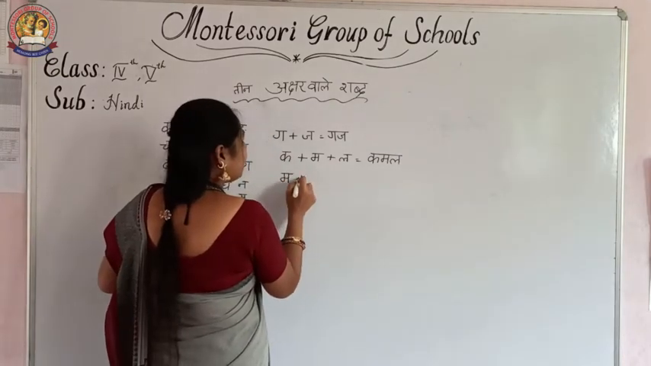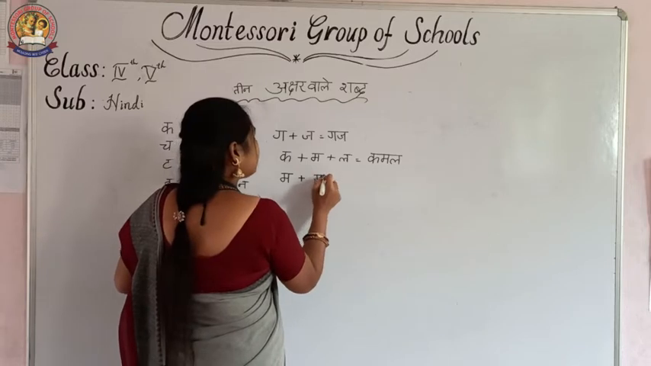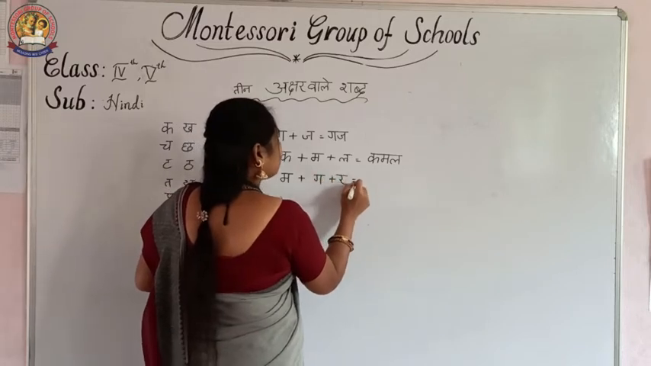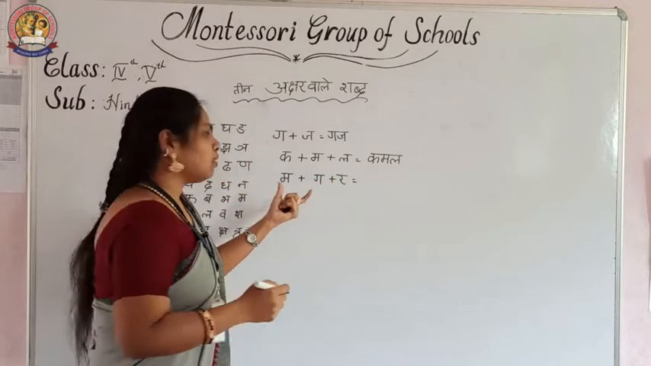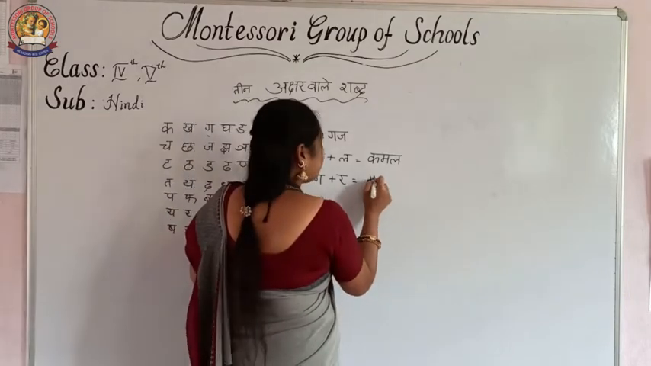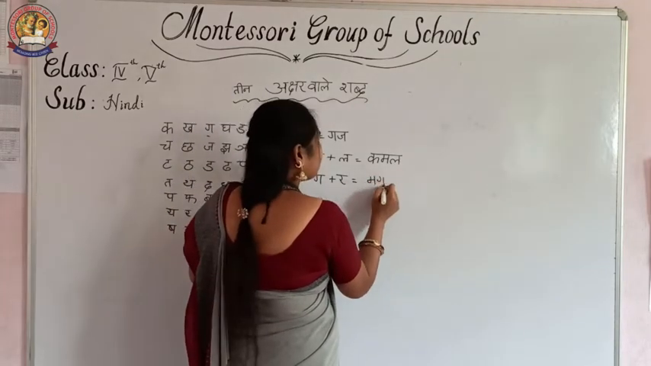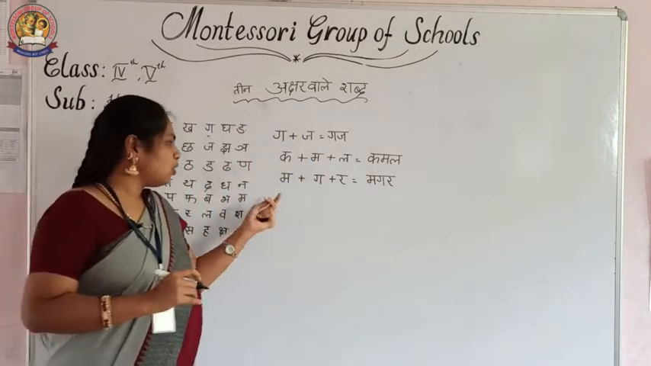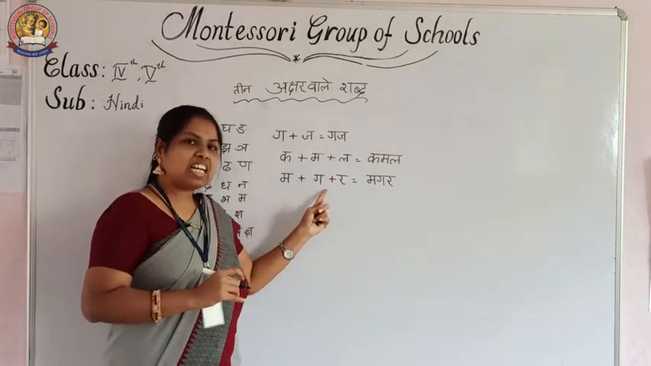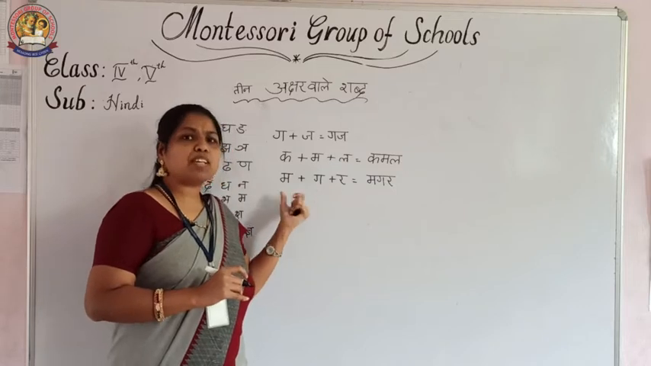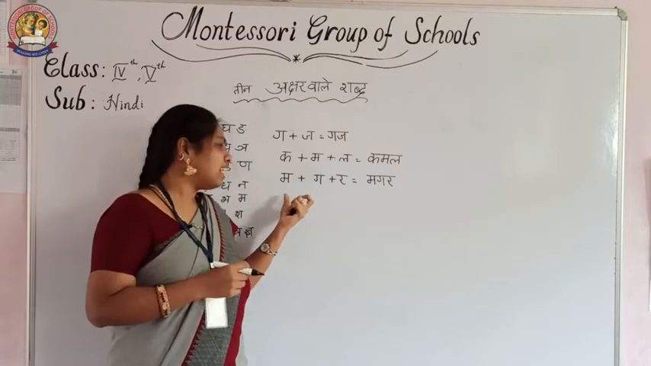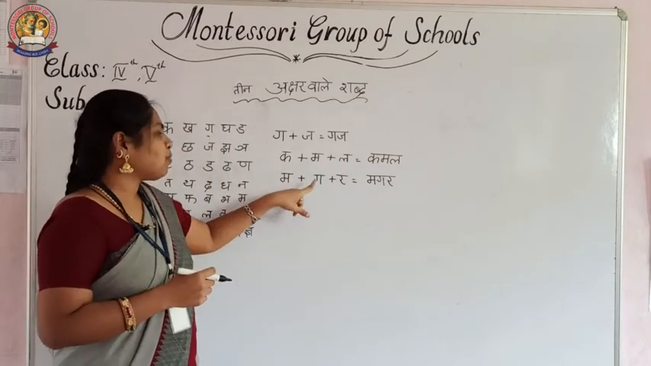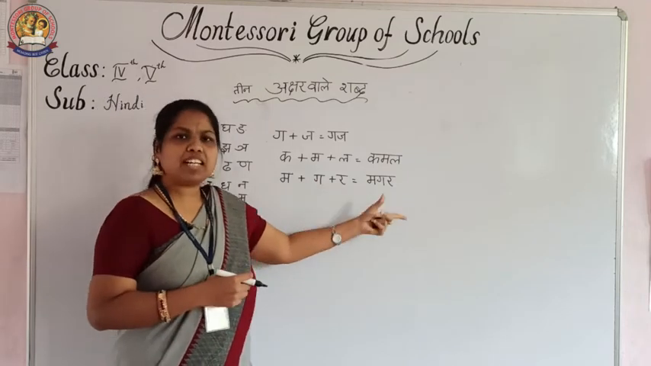The next: ma plus ga plus ra. What is the word? Magar. Ma, ga, ra. Magar. Easy, no? Pronunciation is also important. That's why I am saying ma, ga, ra. Magar. Join it.